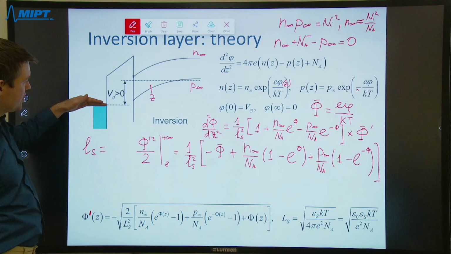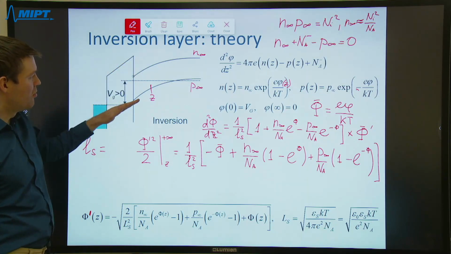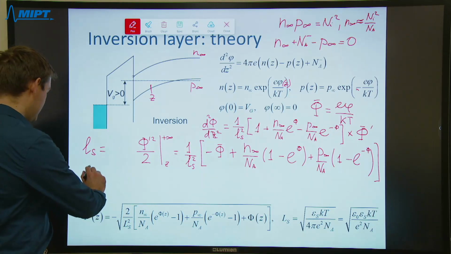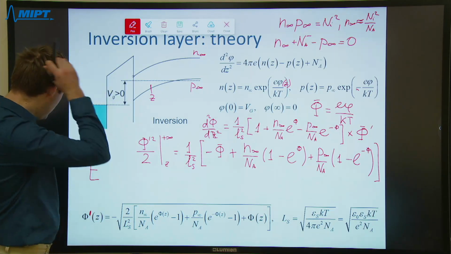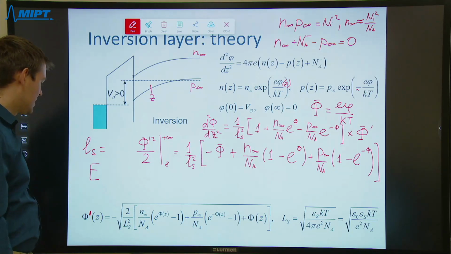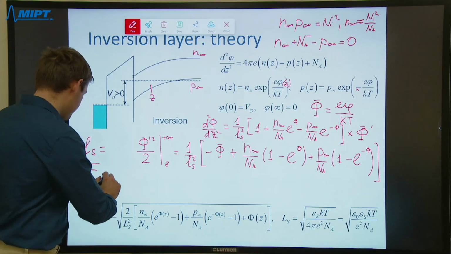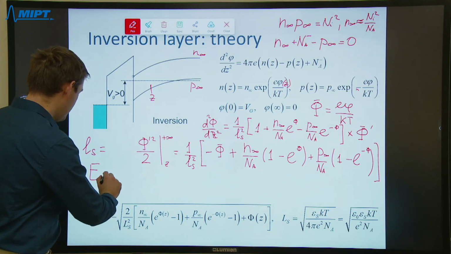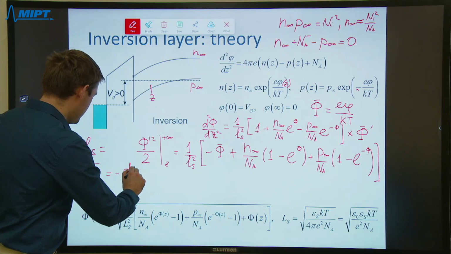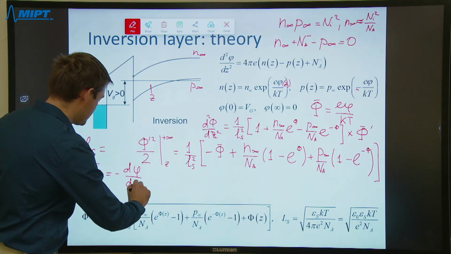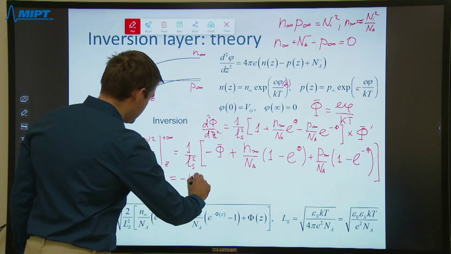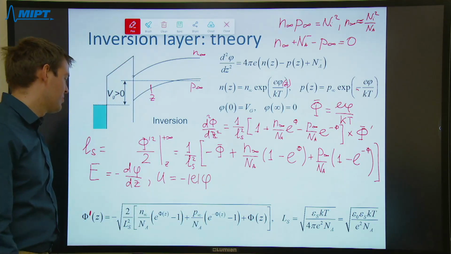If the gate voltage is positive, then the slope of potential energy is positive, while for electric field we should take the opposite sign, because electric field equals minus derivative of potential with respect to coordinate, while potential energy is minus elementary charge times potential.